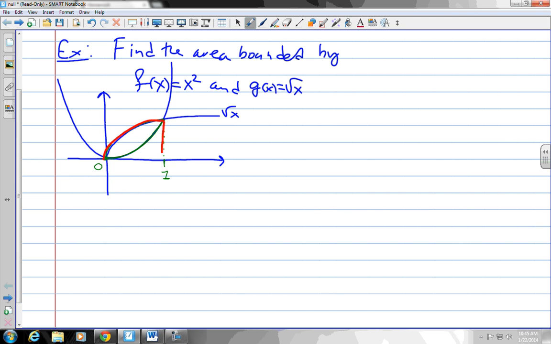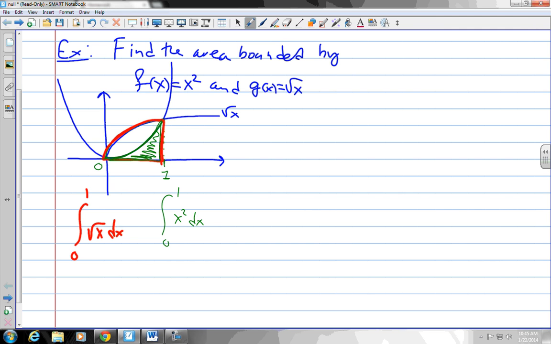So really, if you think about just basic geometry and moving shapes around, you know how to find this area, right? This area right here, the red one. This is the area under the square root function. How would you find that area? It's the integral from 0 to 1 of root x dx. Right, that's the big red area. And you know how to find this little guy. This is the integral from 0 to 1 of x squared dx.